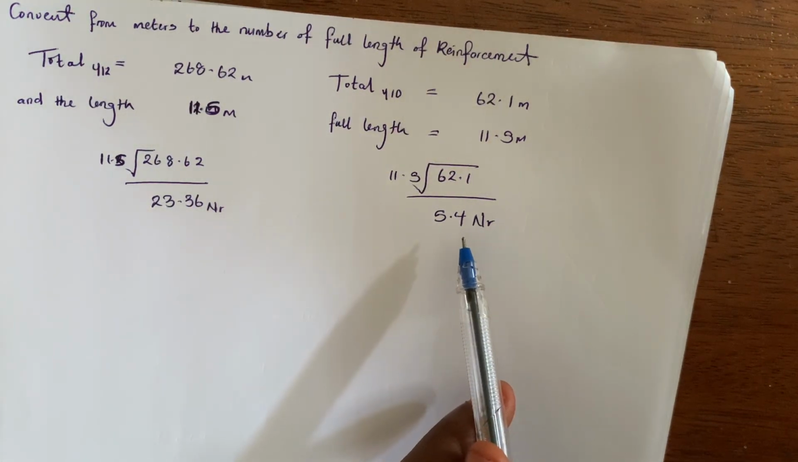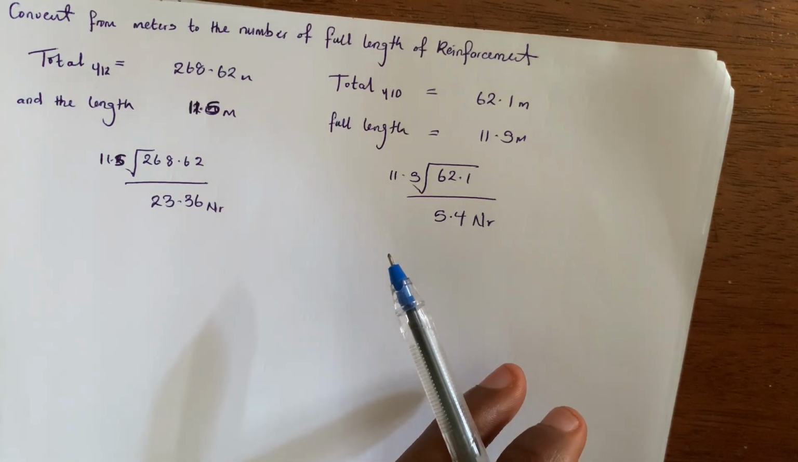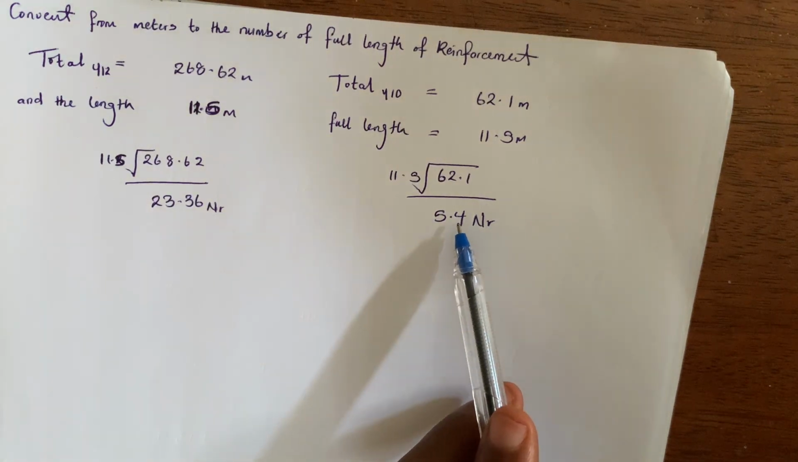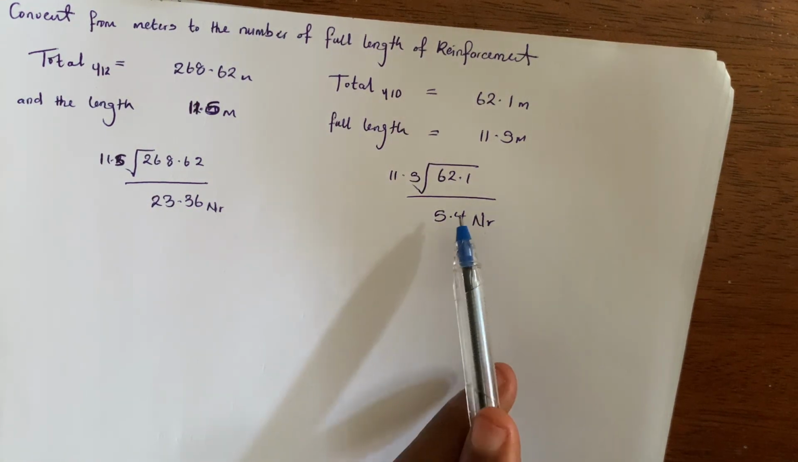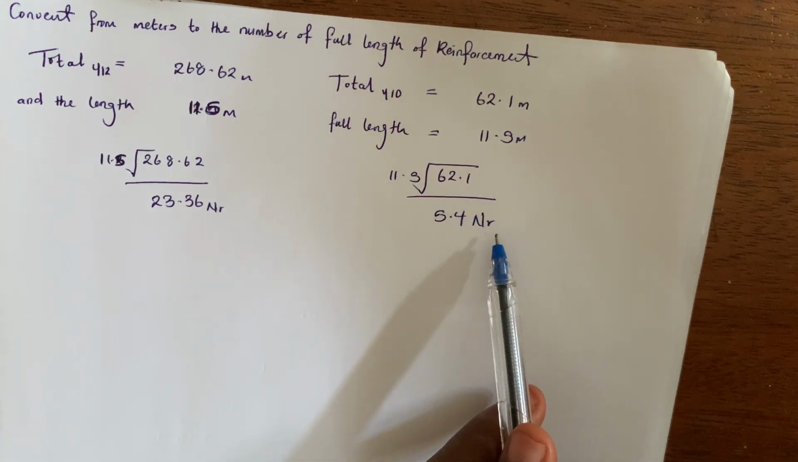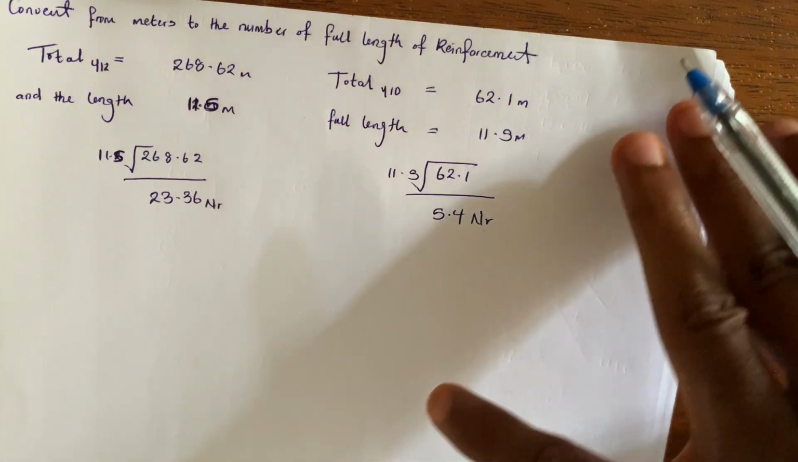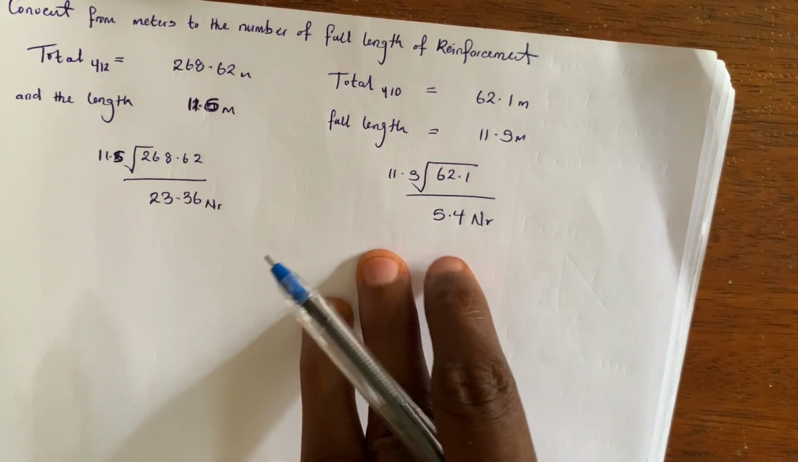So if they sell Y10 reinforcement for the same rate, 12,000 or 15,000 naira, you are going to be multiplying your rate by 5.4, or let's just approximate it by 6 full lengths. So doing that, we've converted the total length in meters to get the number of reinforcements we are going to be procuring.